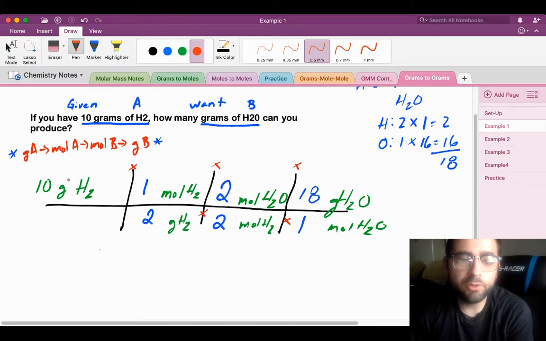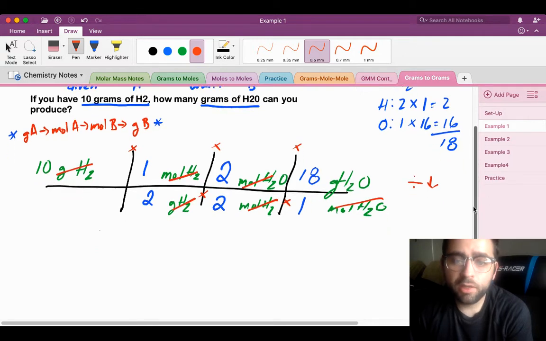You do the top across and then the bottom across. And then once you have that, you just divide your top number by the bottom number. So now let's look at the units. Gram of H2 cancels with gram of H2. Mole of H2 cancels with mole of H2. Mole of H2O cancels with mole of H2O. So the only one that doesn't cancel is grams of H2O, and that's what I want. I want to find grams of H2O.